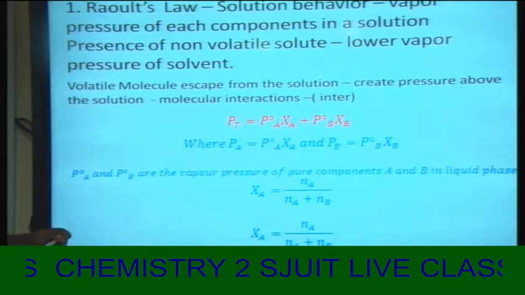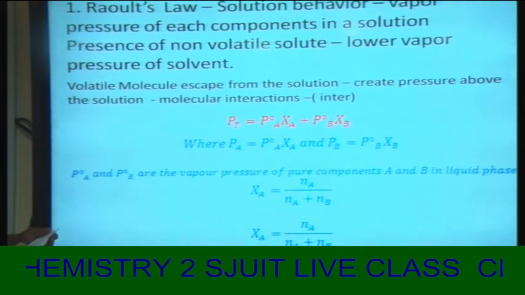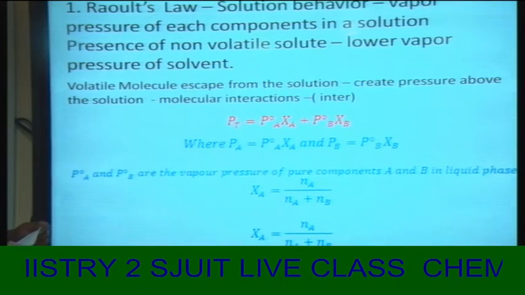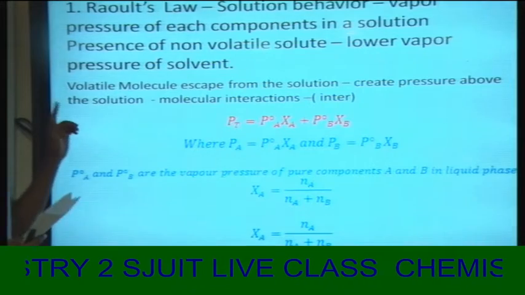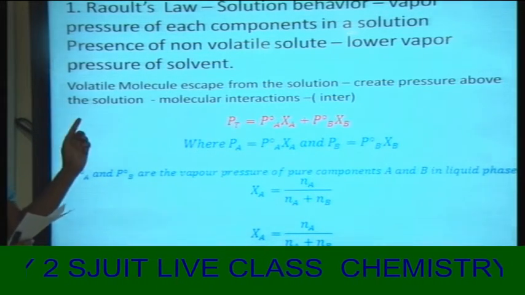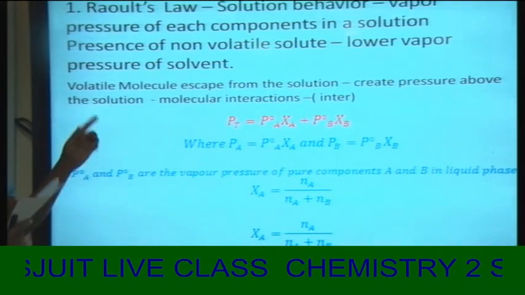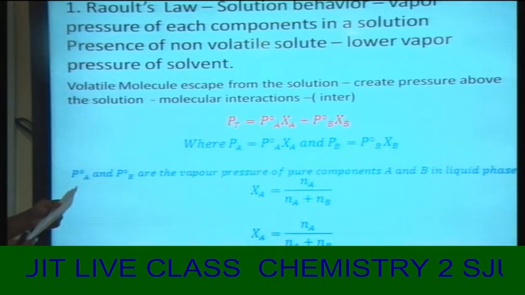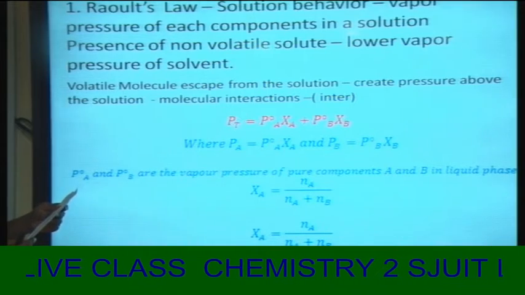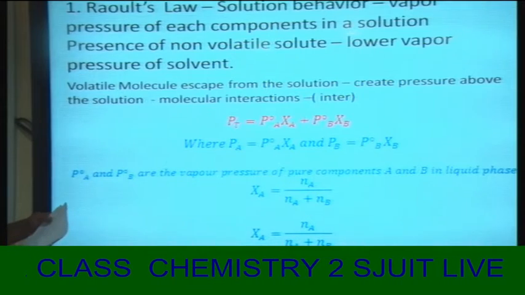It describes the behavior of solution in terms of vapor pressure, the vapor pressure of each component in a solution. We need to remember that when we have two individual components, one of them is the solute and the other component can be termed as the solvent. A solute, if it is a non-volatile solute, tends to lower the vapor pressure of the solvent.